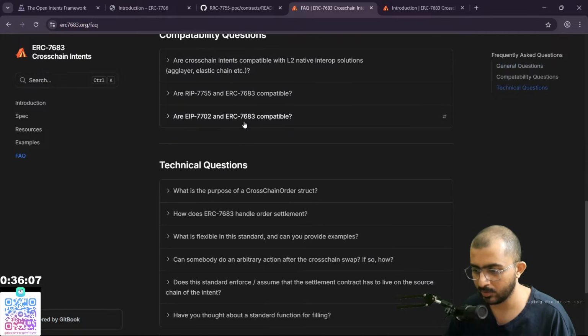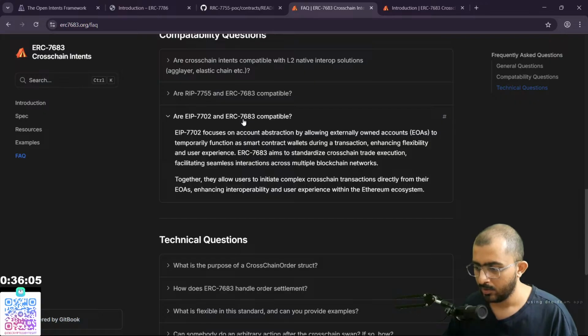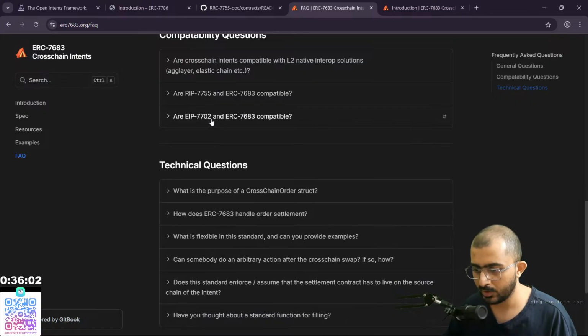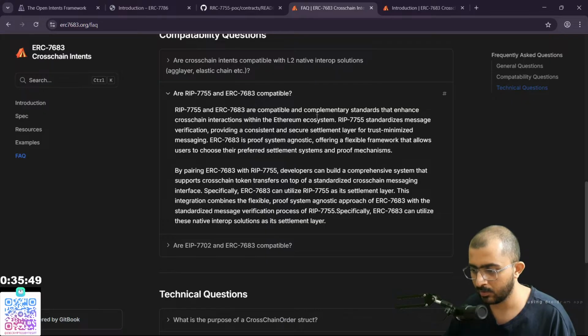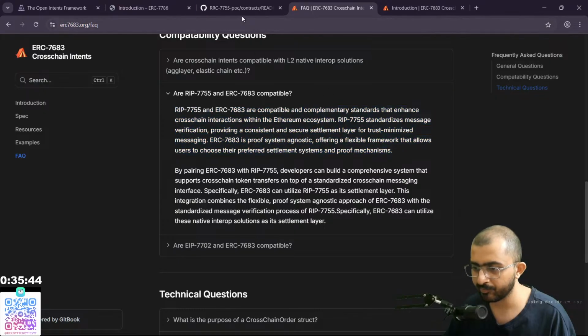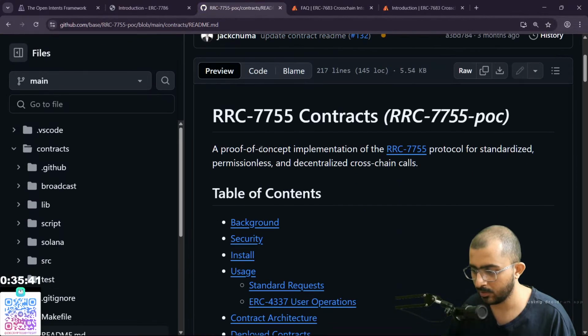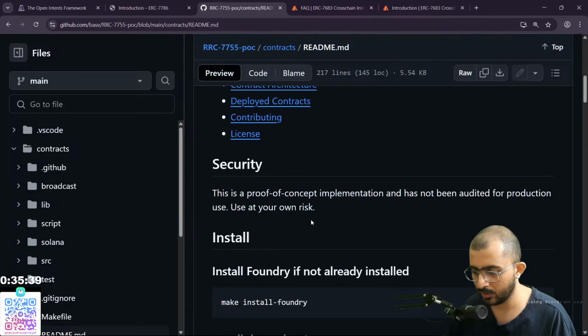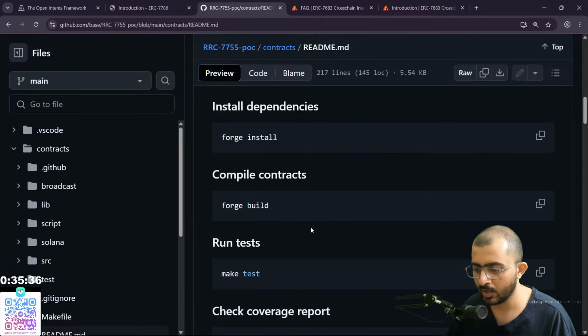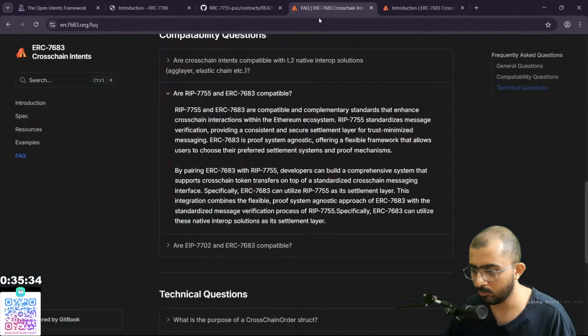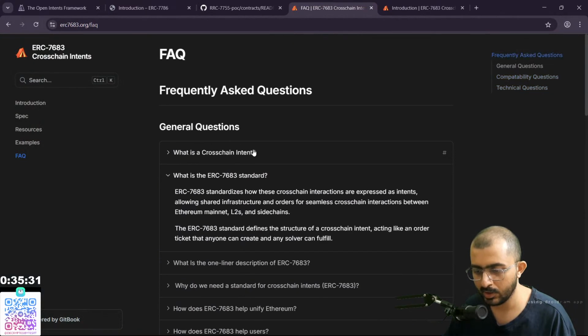Compatibility question. Yeah, that's a relevant question. These two standards are different. This is like a wallet standard, and this one we can make compatible or complementary. I was just reading this. We are going to go over this and see what it is. Right now, let's focus on 7683.